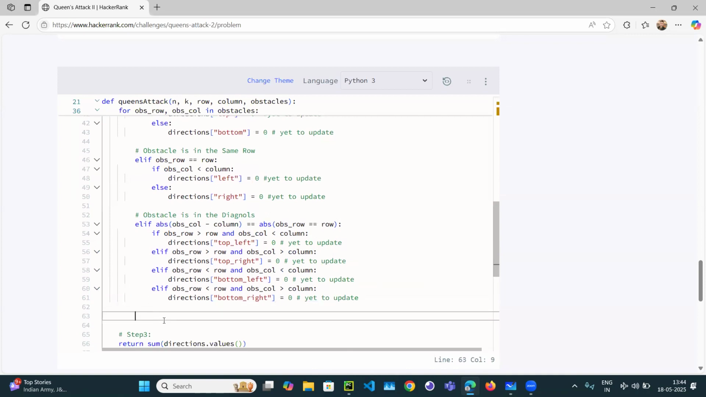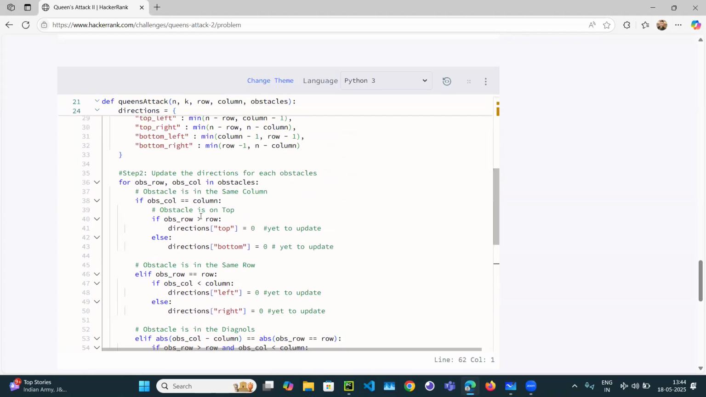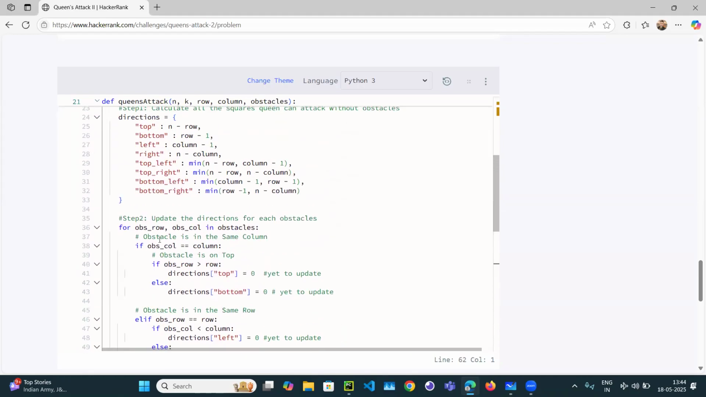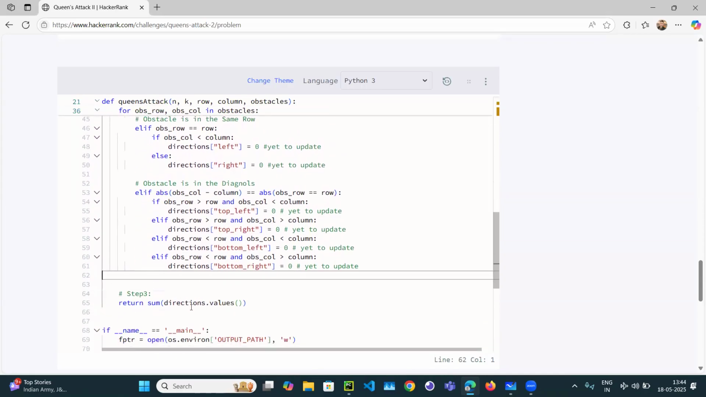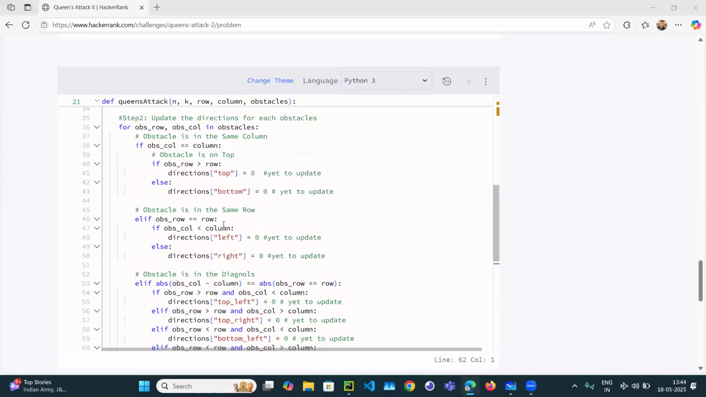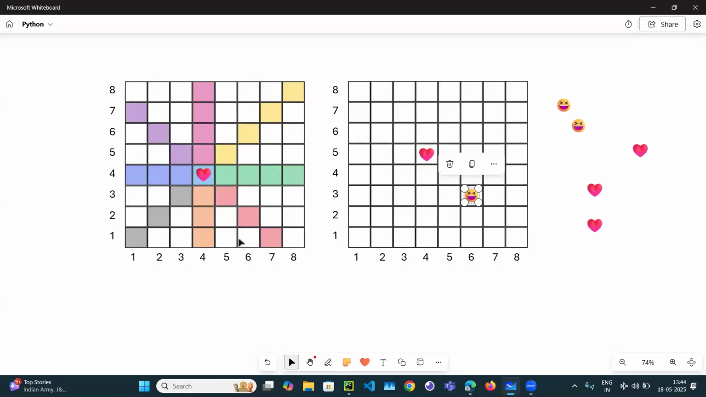And finally, you need to return, because see, earlier you have initialized those variables. Now you have updated those variables for each obstacle, and finally you are just returning the sum of all those variables, right? Okay, so 90% of the problem is solved, right?